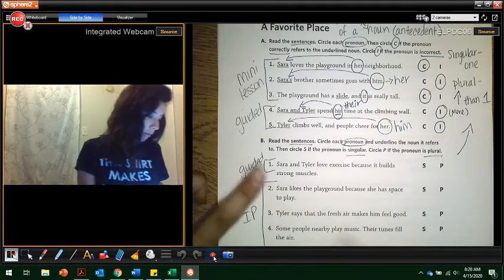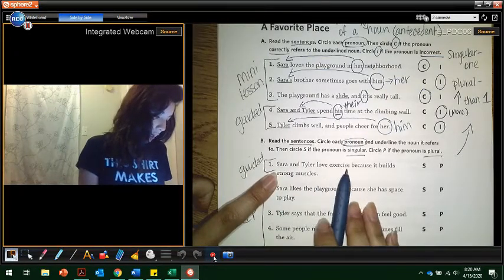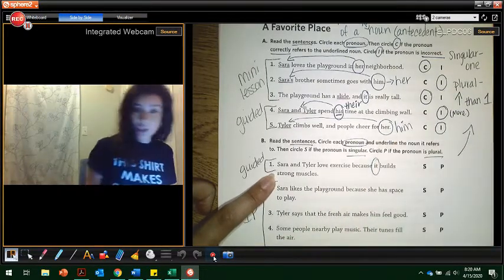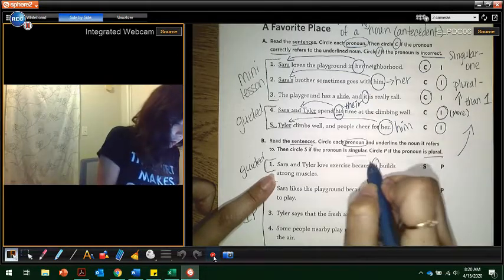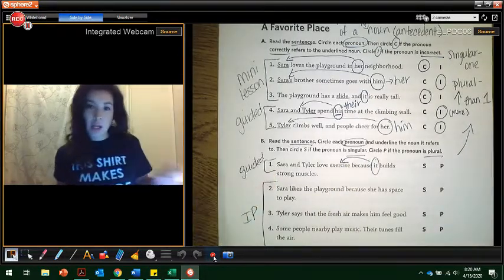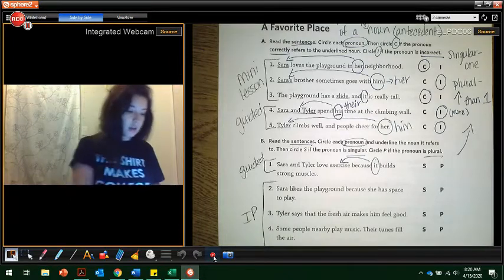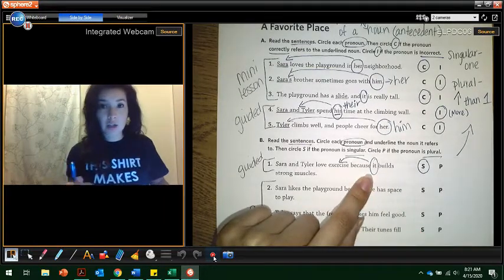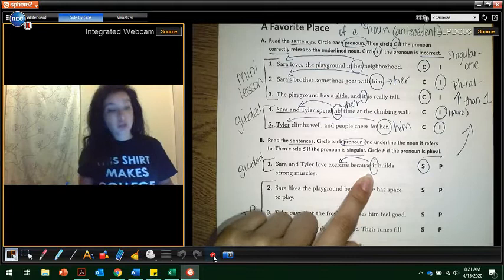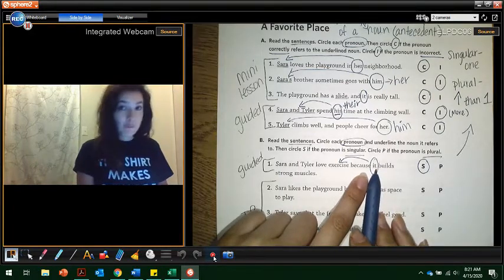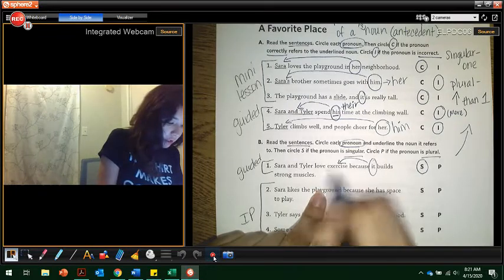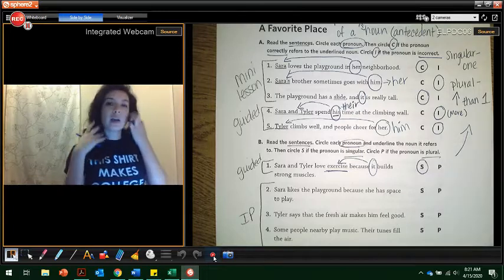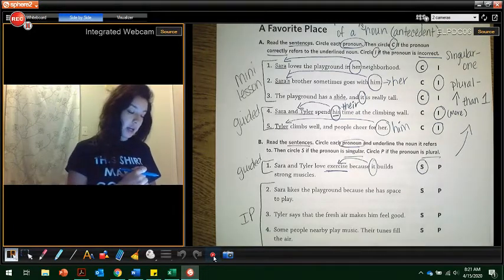So it says, Sarah and Tyler love exercise because it builds strong muscles. Now here, my pronoun is it. It is replacing the word exercise. Exercise is one thing, so it's singular. So you can do it two ways. You can just look at the pronoun and automatically know is it singular or plural. If you're not too sure, you can confirm it with the noun that it's replacing and check if that noun is singular or plural. So two ways to really look at what your answer will be here, right?